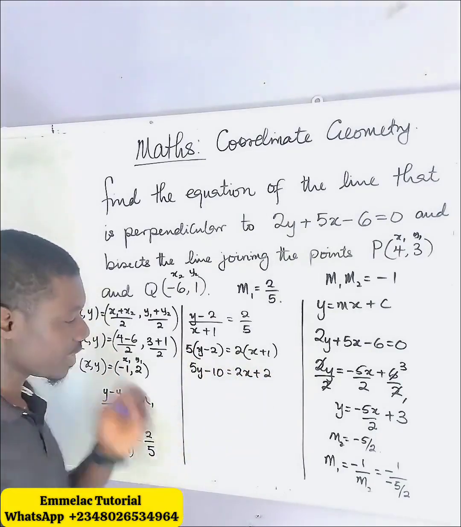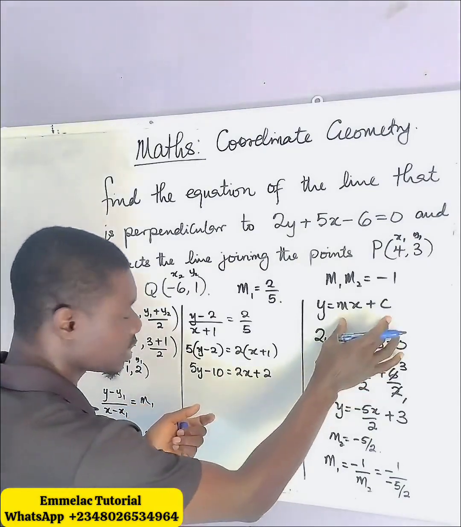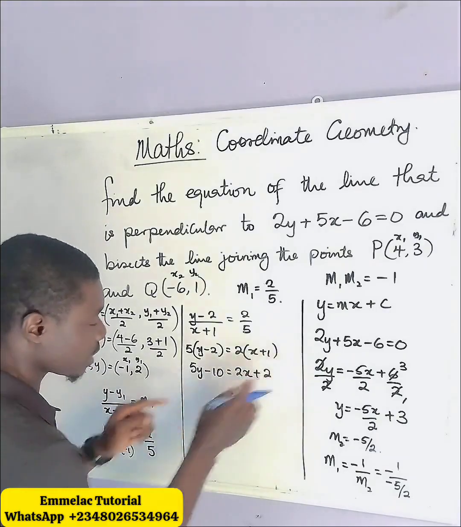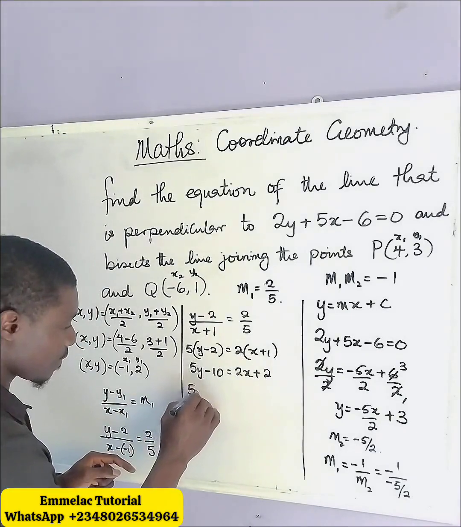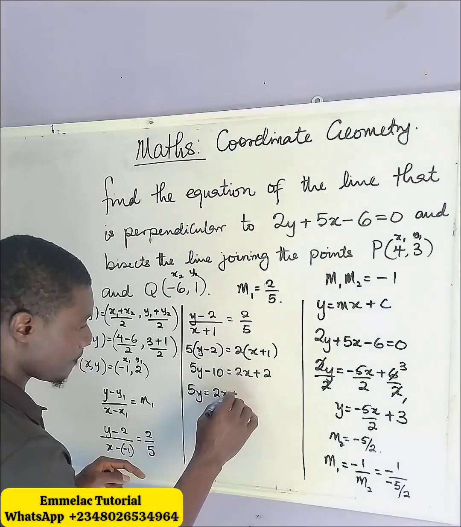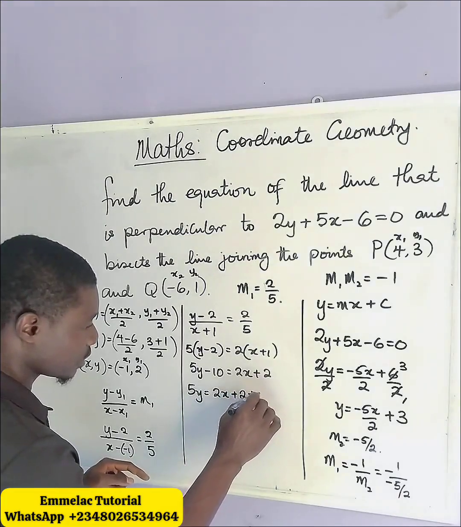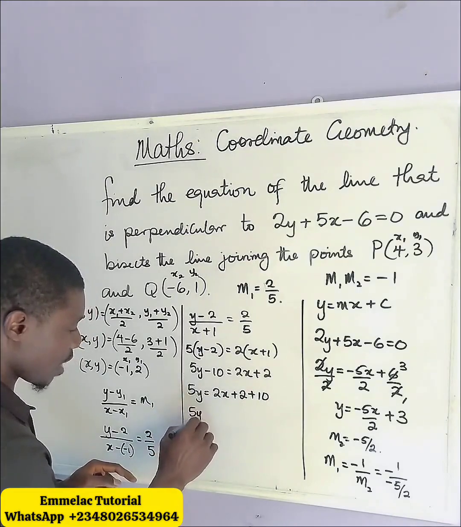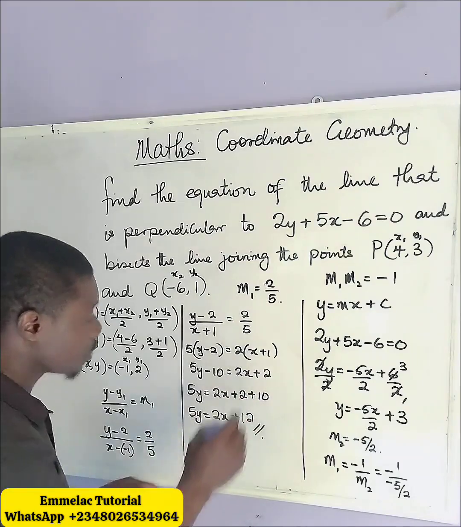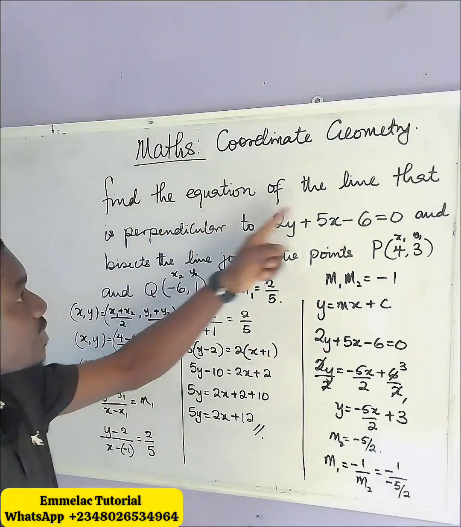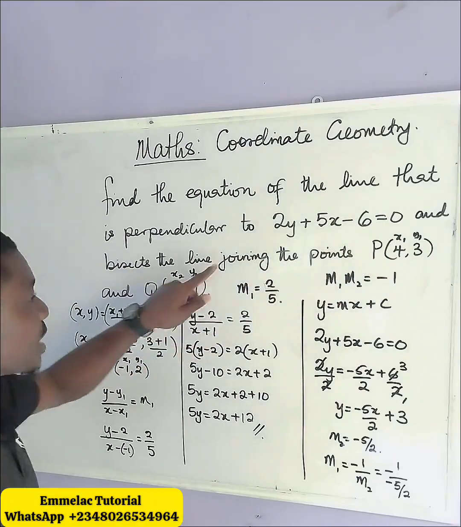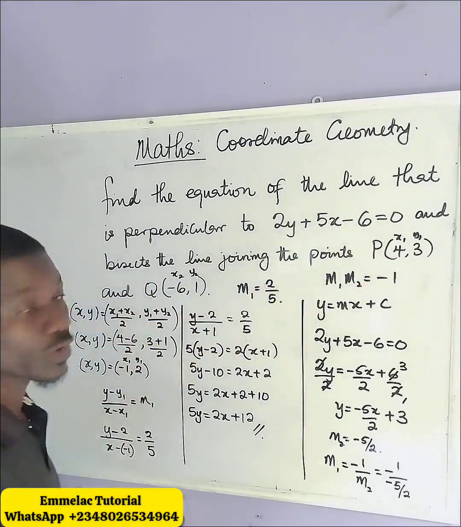Now let us transform it into this pattern. Let us move the negative 10 to this part, so we have 2x plus 2 plus 10, giving us 5y equals 2x plus 12. So this is the equation of the line perpendicular to this equation and bisecting the line joining the two coordinates.